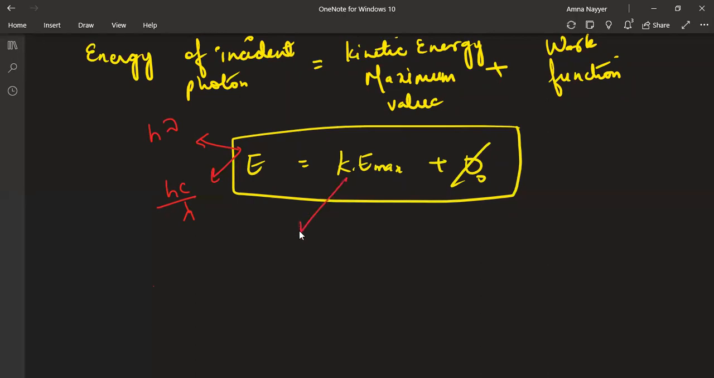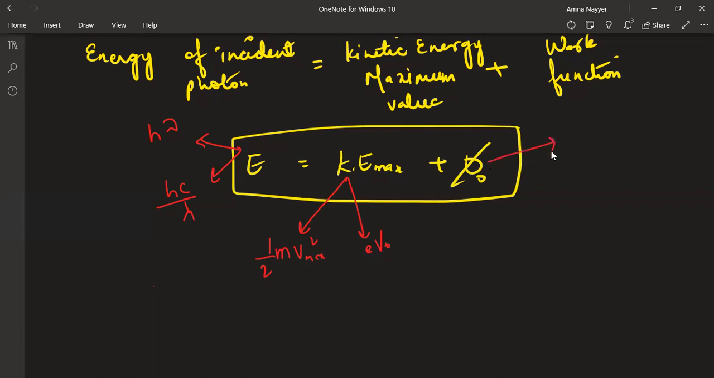Now kinetic energy maximum can be half m v max square also. Half mv square is the formula of kinetic energy, as well as the one you have noted in between, eV naught. So if stopping potential is given, and you want to use this equation, then you will prefer eV naught as the formula of kinetic energy.